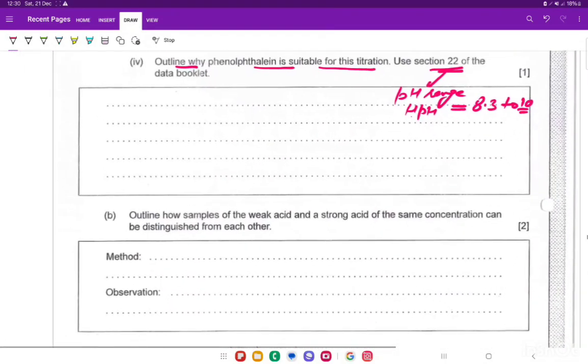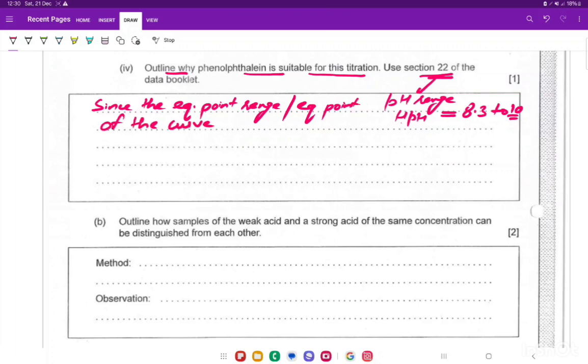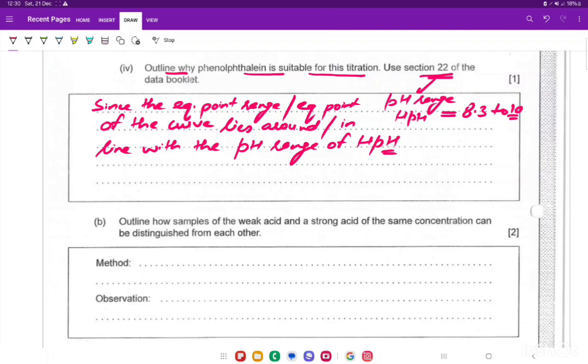So what I will write here is, since the equivalence point of the titration curve lies in line with the pH range of phenolphthalein, hence it can be used as an indicator.